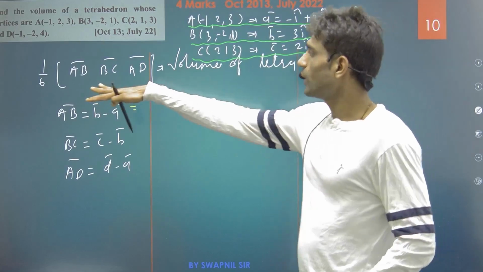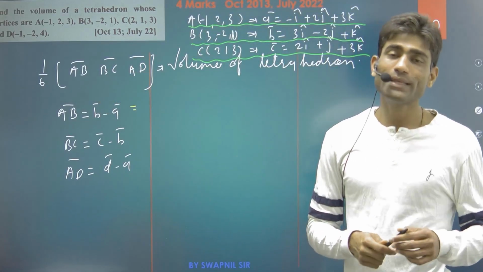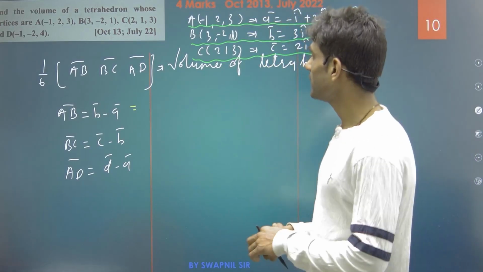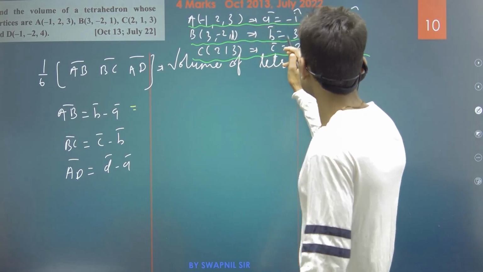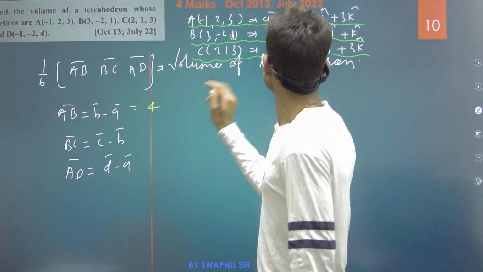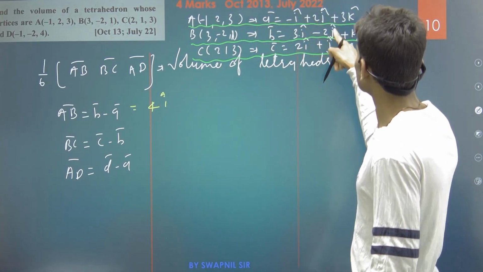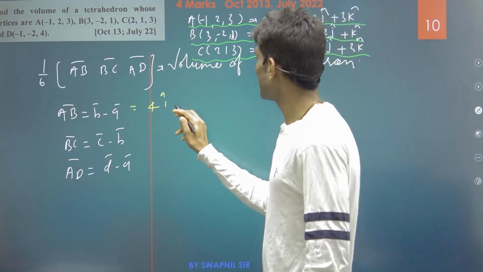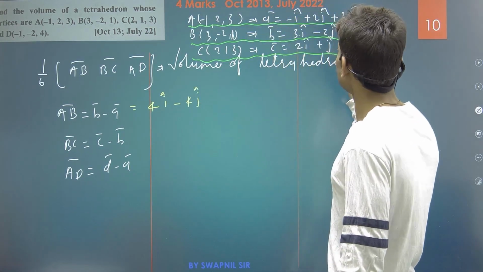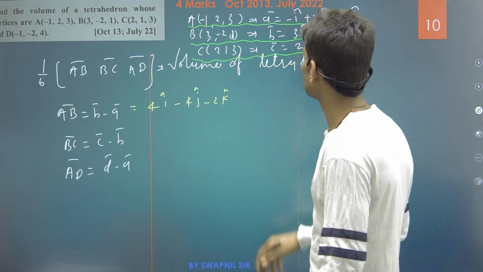So AB bar, BC bar, AD bar can be written as AB bar dot BC bar cross AD bar, and we need to substitute these values in our given determinant. So B bar minus A bar means 3I minus of minus I, which we can write as 4 times I cap. Similarly, minus 2I minus 2J, we can write as minus 4 times J cap. Plus K cap minus 3K cap, we can write as minus 2 times K cap here. That is B bar minus A bar.